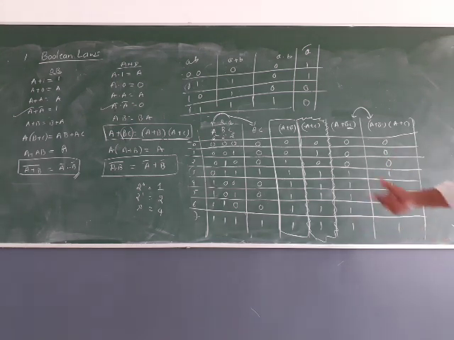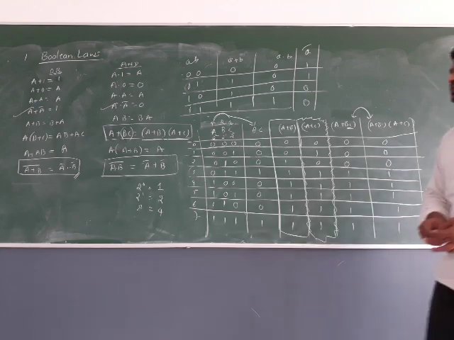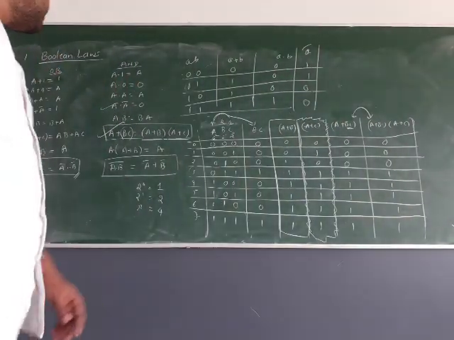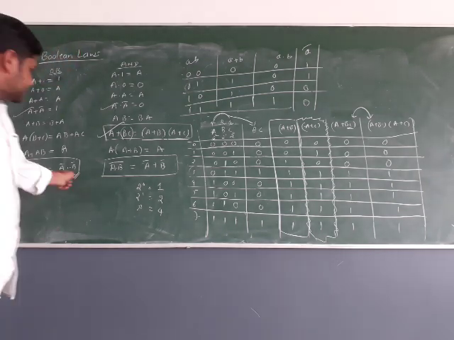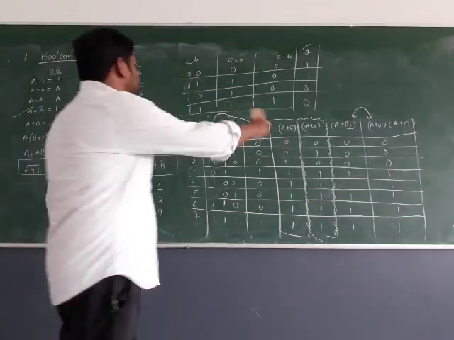Row wise, individual row: 0 0 same. Hence it is proven that A plus bracket of BC is same as bracket of A plus B into bracket of A plus C. Okay, so fine. De Morgan's theorem, this you have already known and standard.